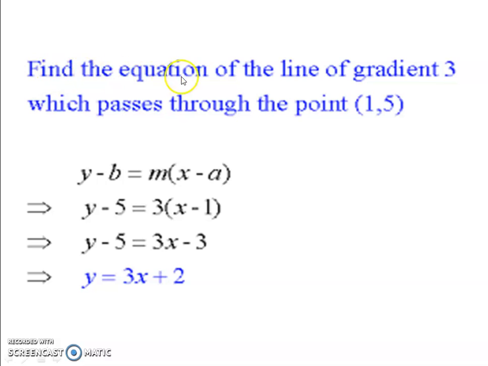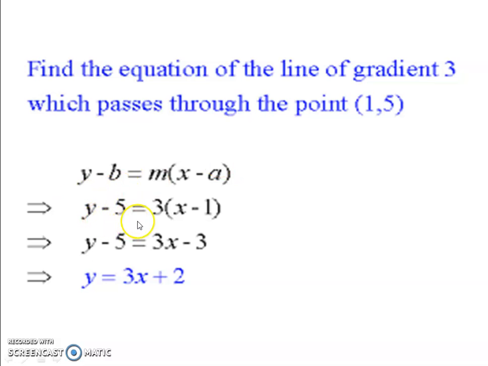Let's start. Find the equation of the line of gradient 3 passing through the point (1, 5). Here gradient means the same as slope, so we use slope instead of gradient. We use y - y1 = m(x - x1). If I use a and b, it does not matter, the format remains the same. So y - b = m(x - a), where a is 1 and b is 5.